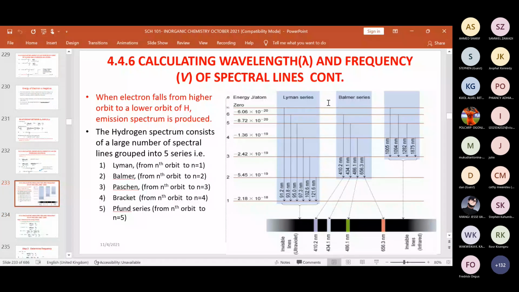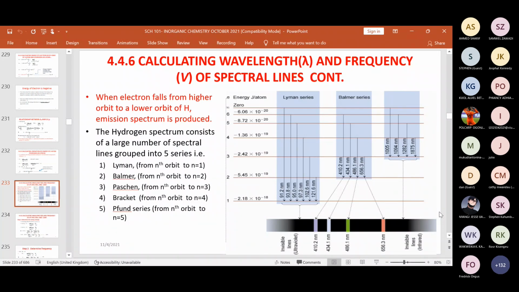So we go now to this diagram, which shows the hydrogen line spectrum. The lines you are seeing labeled 1, 2, 3, 4, 5, 6, 7, up to infinity represent the energy shells in the hydrogen atom.